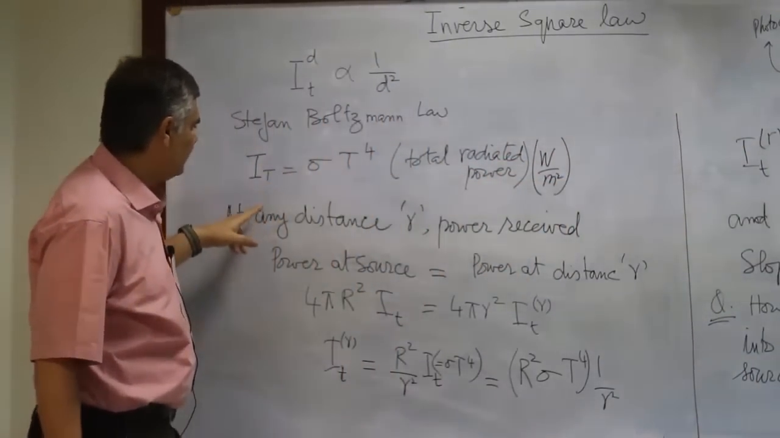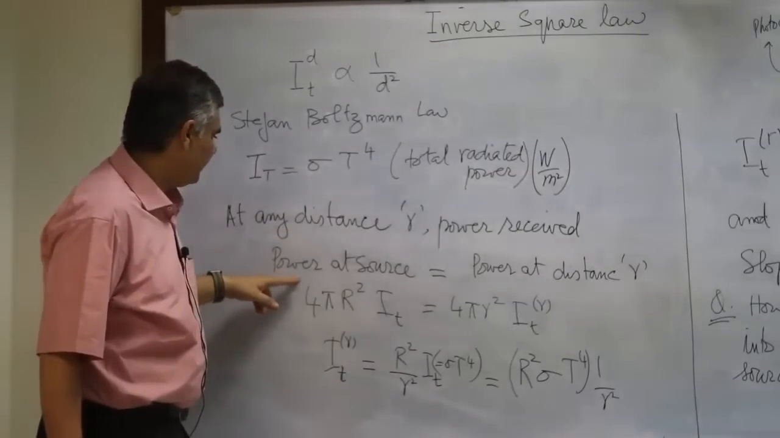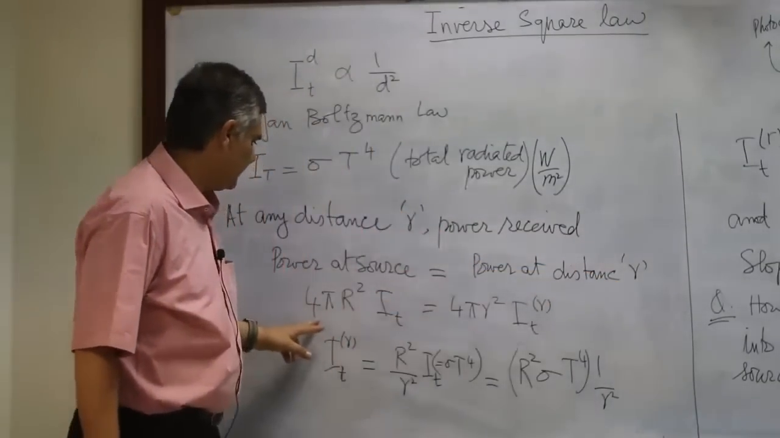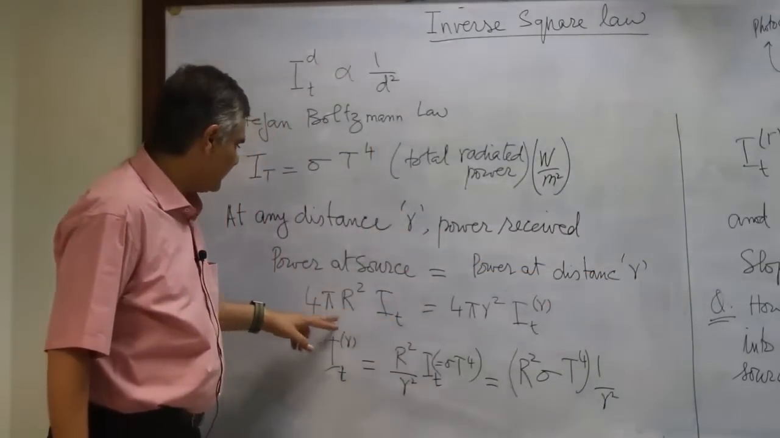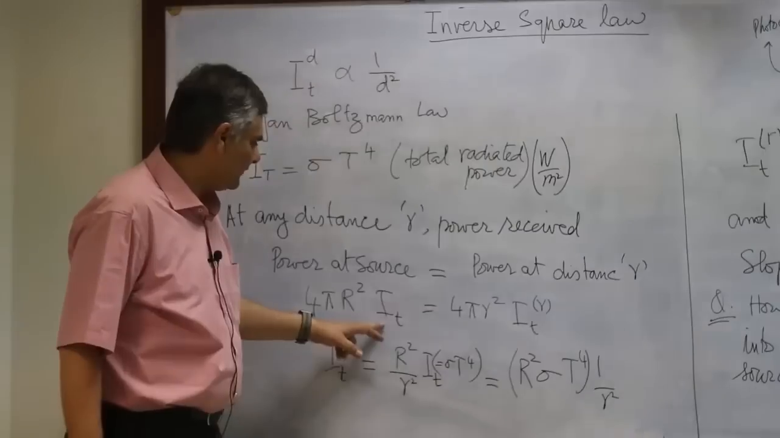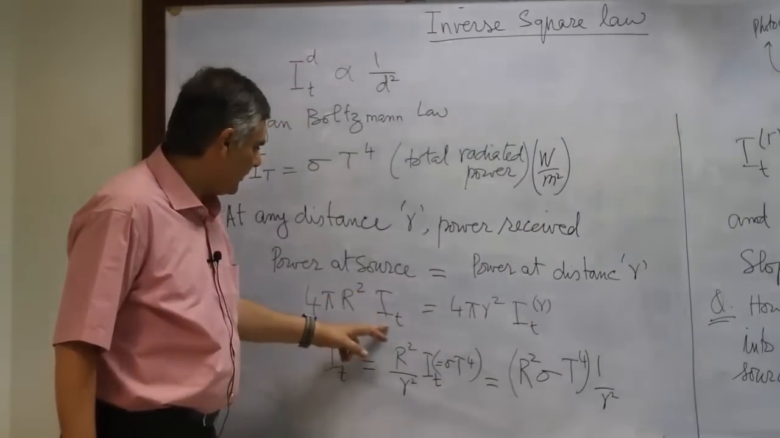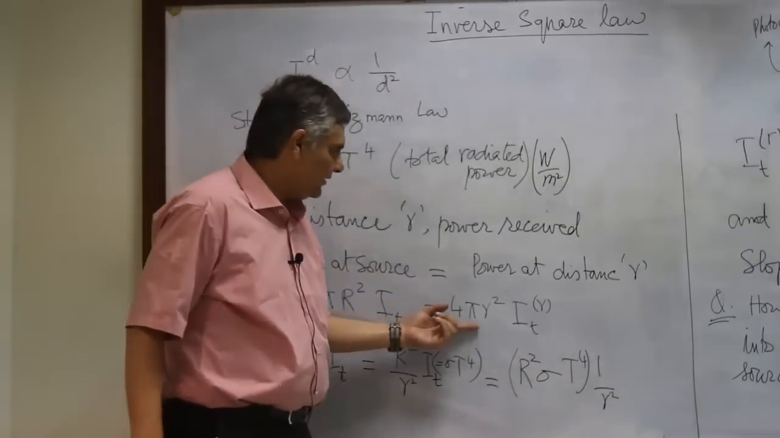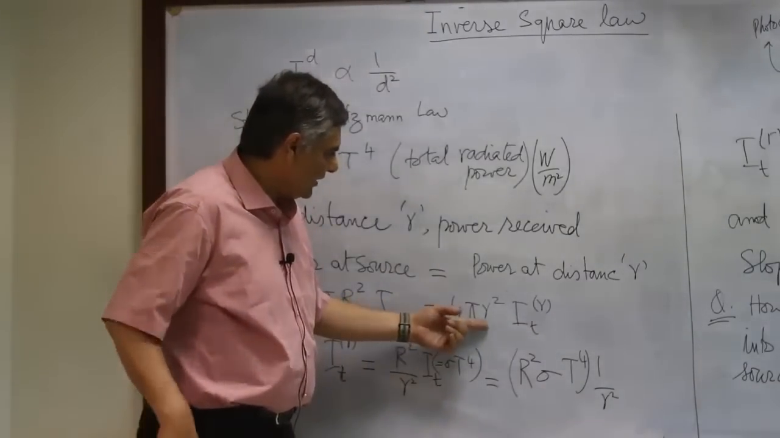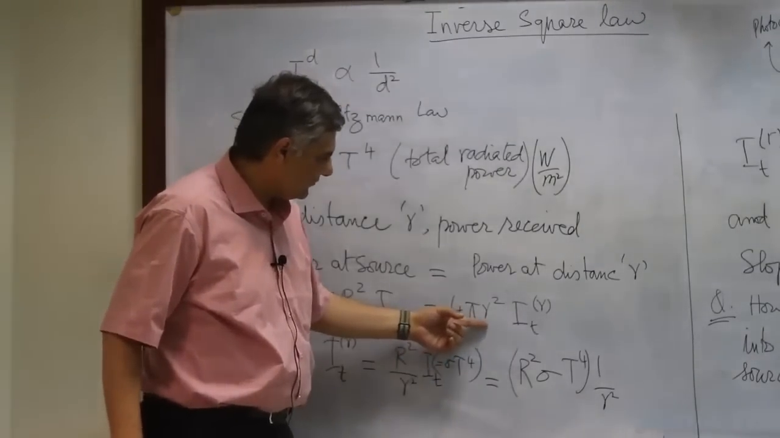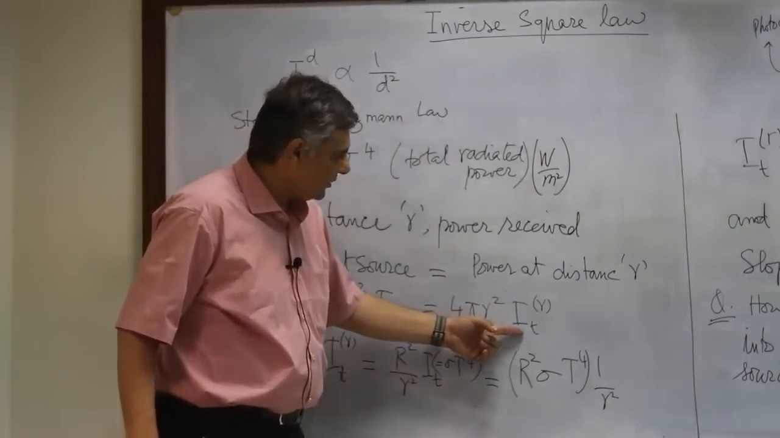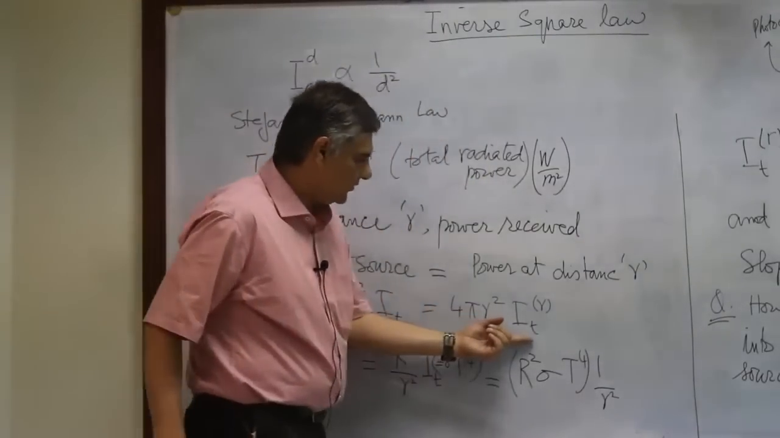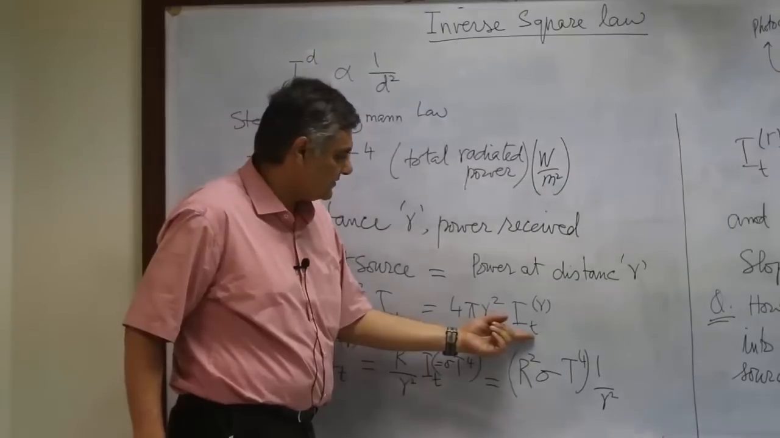Okay, so very simple mathematics. We measure the power at the source and equate it to the power at the distance r using simple mathematics. What is the surface area of the source? Multiply it with the power radiated by this one. So that's the total power radiated by the body. And then at any distance r, we take another sphere. So this is the surface area of this sphere, which we multiply with the power received at this distance r.